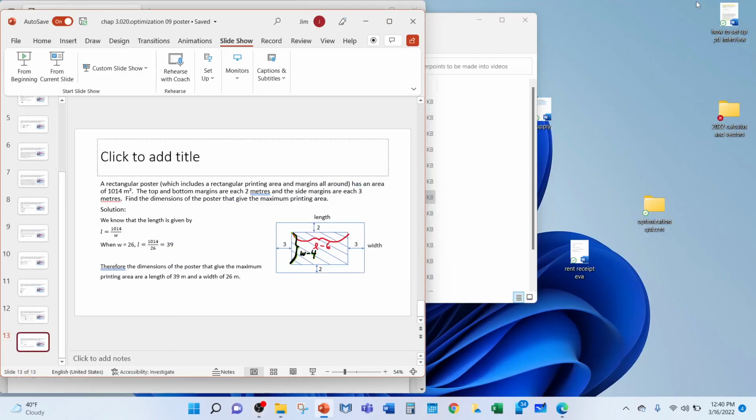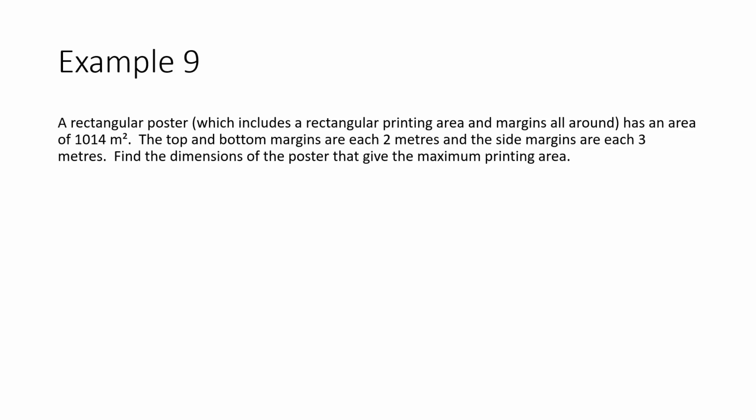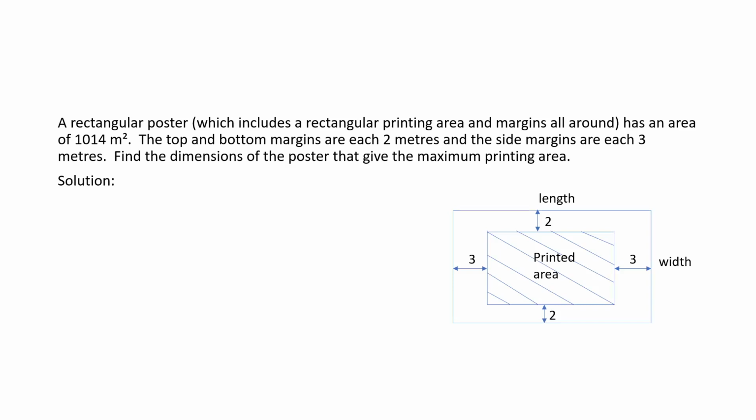In this video, we're going to talk about posters. A rectangular poster includes a printing area and margins all around, and it has an area of 1,014 meters squared. The top and bottom margins are each 2 meters, and the side margins are each 3 meters. We want to find the dimensions of the poster, giving the maximum printing area.